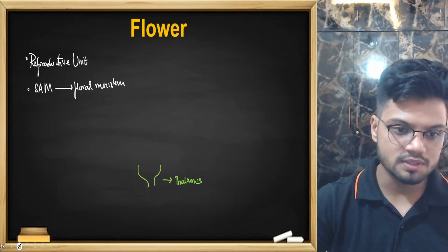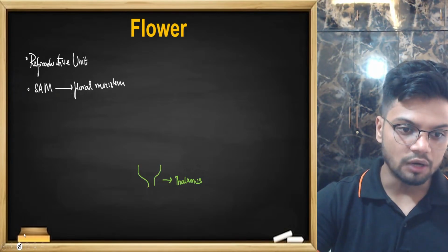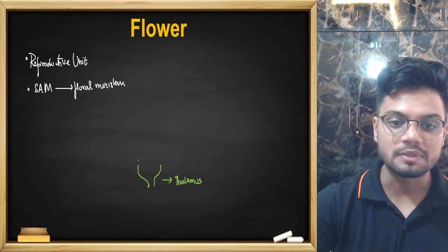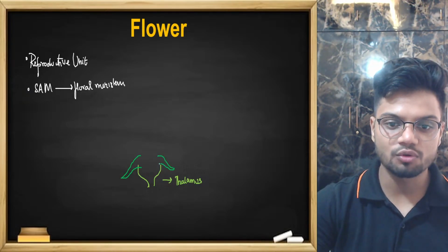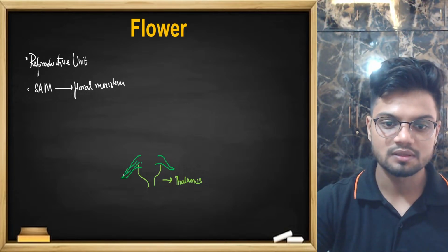Now, students, which is the outermost wall? The outermost wall is called the sepals, also called the calyx, which mainly has the sepals.